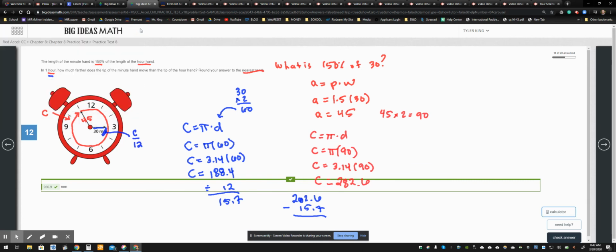Wonderful. Now, just be careful. It does say to round to the nearest tenth. We did end up with an answer in the tenths place, so we didn't need to change anything.